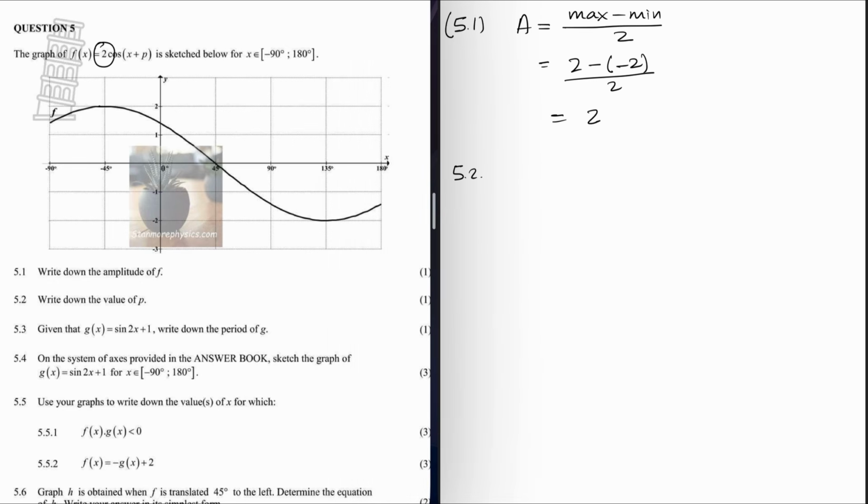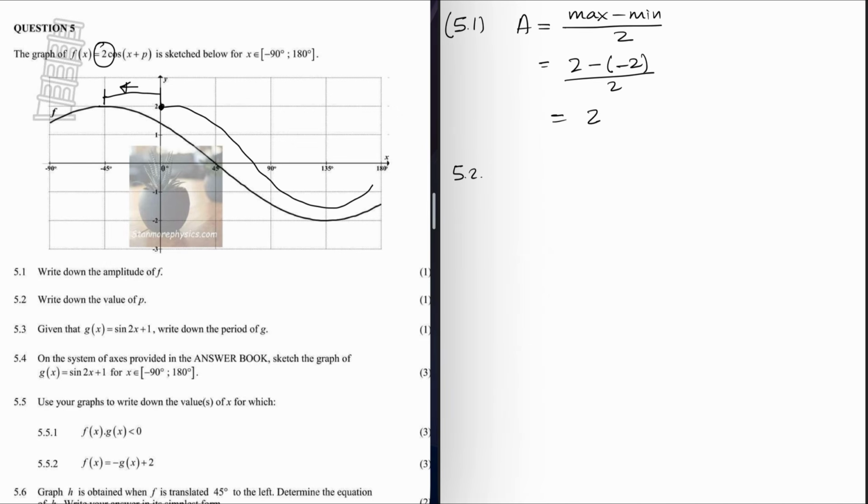Question 5.2, write down the value of p. So one way of solving this is by thinking about where a cos graph normally starts. So a cos graph normally starts here. The maximum is here, and then it gets smaller, and that would be the general shape. But in this example, it's been moved. So the maximum is no longer here, it's now been moved this way. Right? It's now been moved to the left.